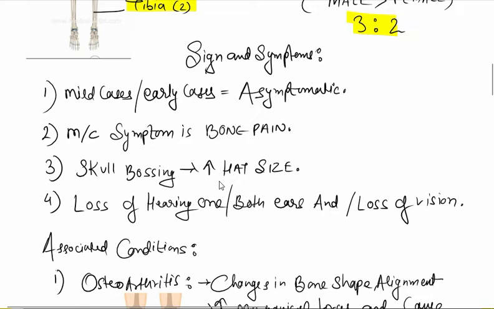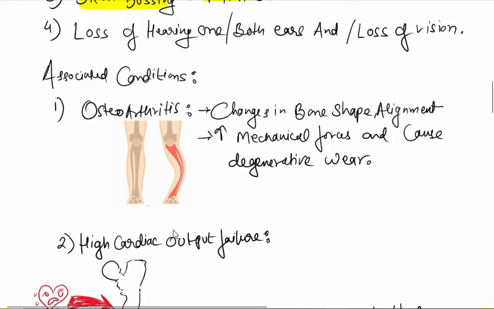Signs and symptoms of this disease. For the mild or early cases, it is usually asymptomatic, so no symptoms. The most common symptom is bone pain, and a patient may have skull bruising that increases head size, loss of hearing of one or both ears, and loss of vision can be there. This is due to the compression of their respective nerves, just like the optic nerve and auditory.